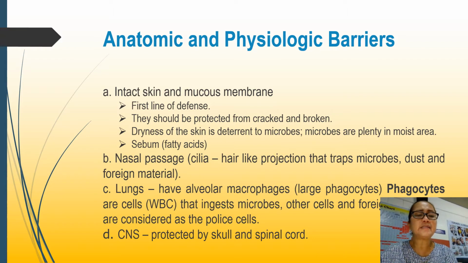Okay. And then next is the lungs. The lungs have alveolar macrophages, which function as large phagocytes, or have phagocytotic action. What do you mean by phagocytotic action? They are WBCs, or white blood cells, that ingest the microorganisms that try to gain entrance into the cell.